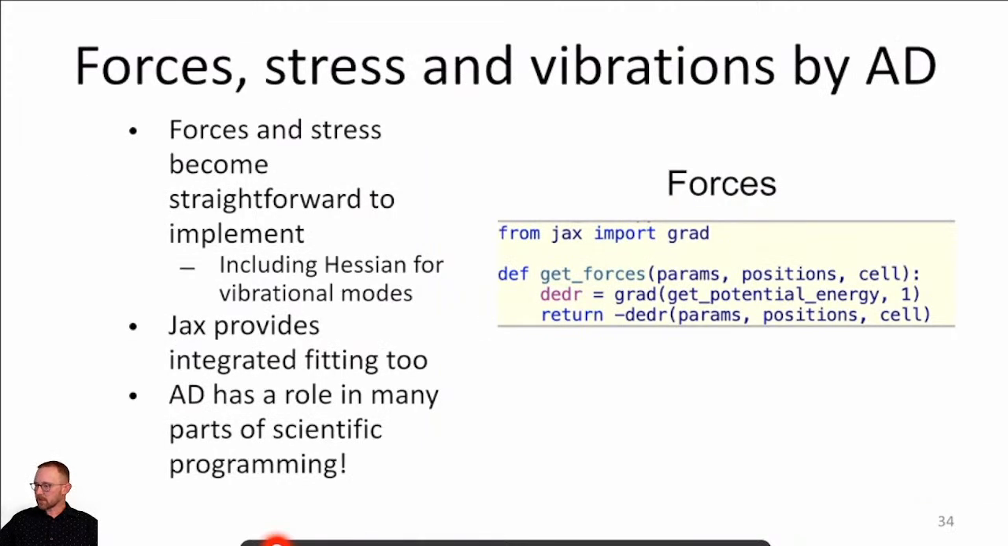Now, this is where it gets exciting to me. One is, if we want the forces, we know that the forces are just the negative derivative with respect to the positions. So we have a function get forces of the parameters and the positions in the cell. We have a one-line derivative here, and then we just return that derivative evaluated at the positions in the cell, and that's it. Those are the forces on those atoms. Fully vectorized, automatically done. Now I can add anything I want to get potential energy. As long as it's differentiable, I don't have to change this function for forces.